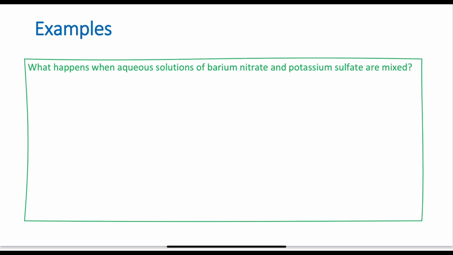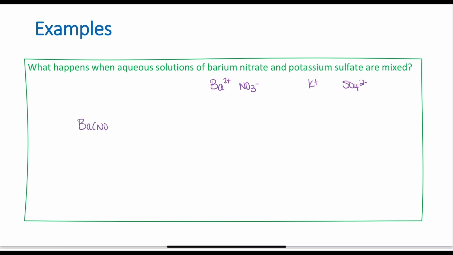What happens when aqueous solutions of barium nitrate and potassium sulfate are mixed? Well, barium's group 2, so it's +2 charge. Nitrate, -1. Potassium, group 1, +1 charge. Sulfate, -2.